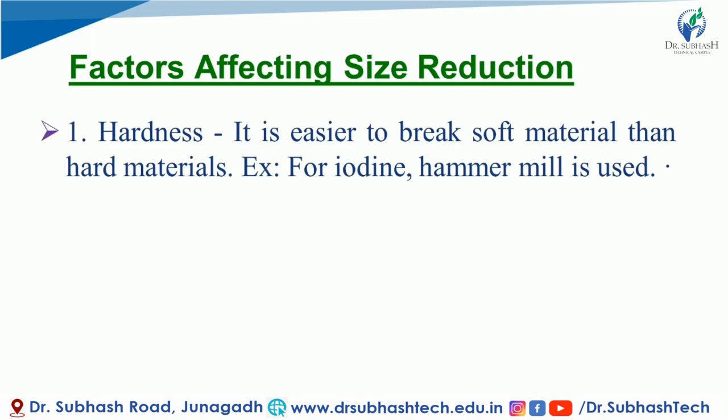First one is hardness. It is easier to break soft material than hard material. Example, for iodine, hammer mill is used. So, do you agree on this? Always it is easier to break soft material than breaking hard material.